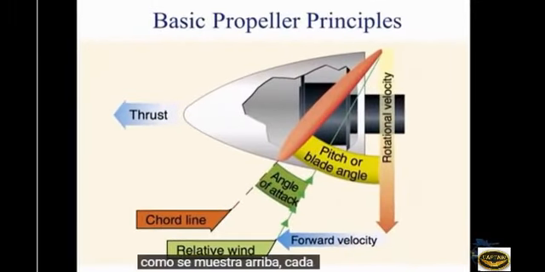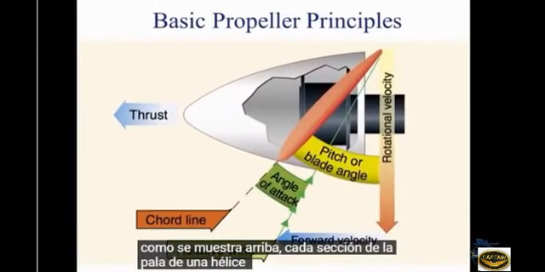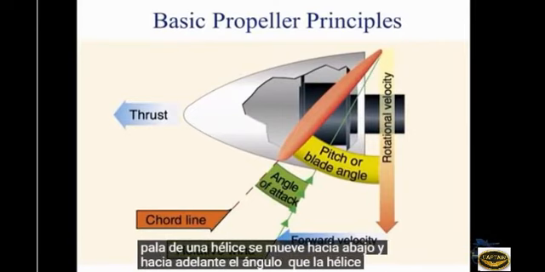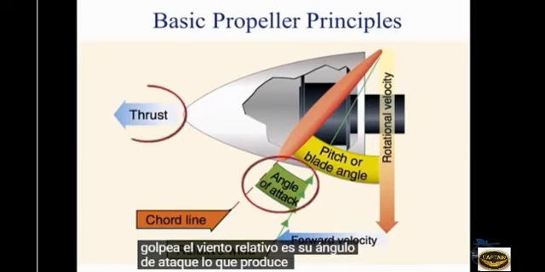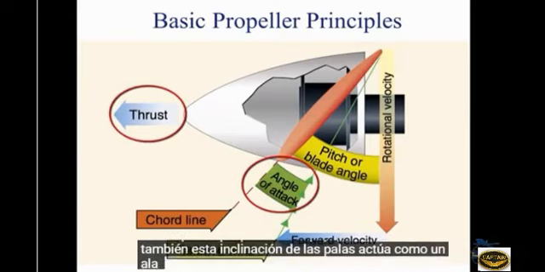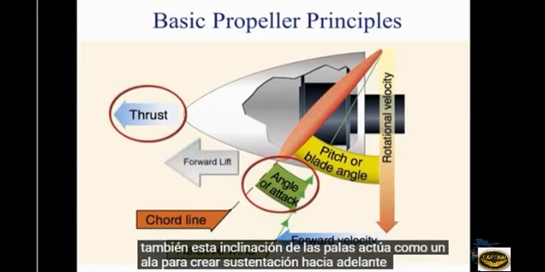As shown above, each section of a propeller blade moves downward and forward. The angle that the propeller strikes the relative wind is its angle of attack, which produces thrust. Also, this blade's camber acts just like a wing to create forward lift.